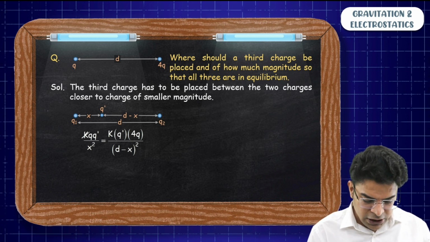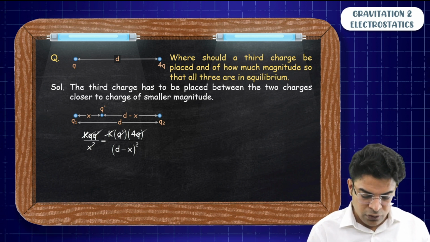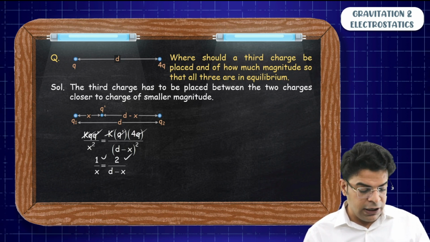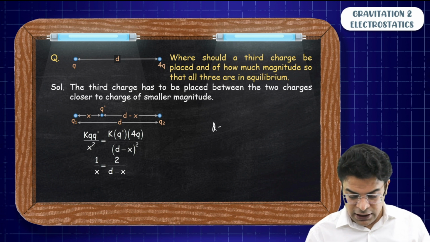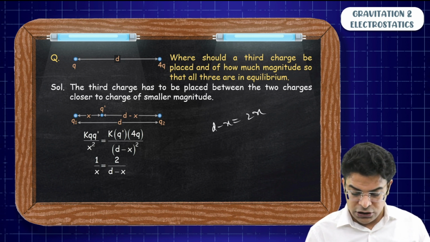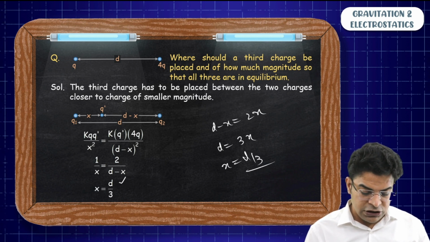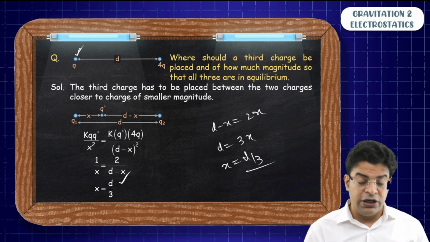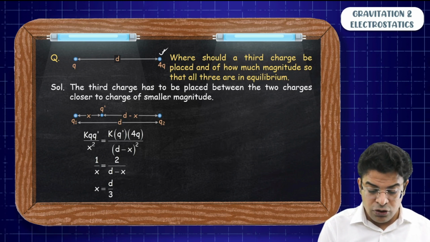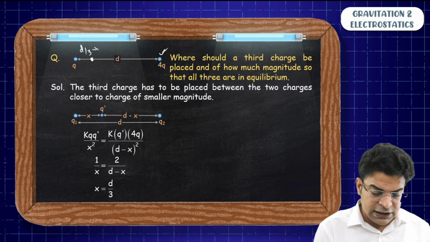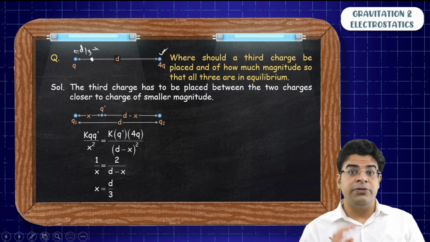So cancelling out k, q dash, q and q, and taking under root both the sides, we will write 1 by x equals 2 upon d minus x. Now cross multiply, you will get d minus x equals 2x, or d equals 3x, or x comes out to be equal to d by 3. So the distance from the first charge q has to be d by 3, and the distance from 4q comes out to be 2d by 3. So you should place a charge at distance d by 3 so that the charge experiences no force.